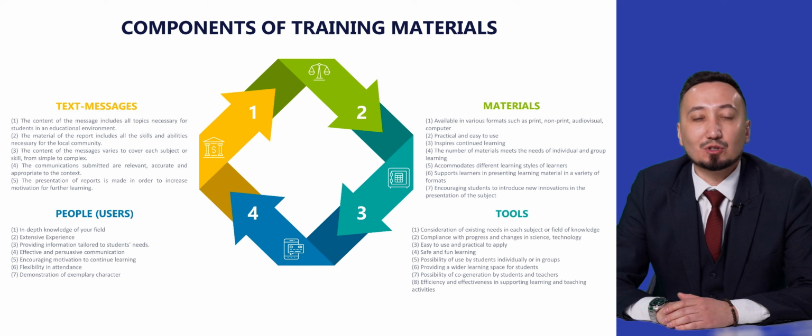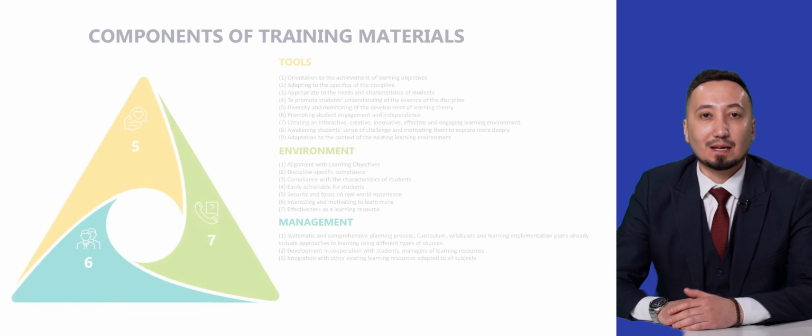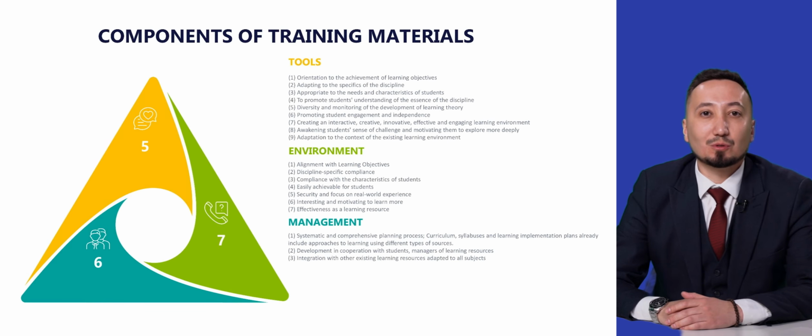This component should ensure the provision of information that meets the needs of students, effective and persuasive communication, encouraging motivation to continue learning, flexibility in attendance, and demonstration of exemplary character. The next component is that the tools should be focused on achieving learning goals. They adapt to the characteristics of the discipline, correspond to the needs and characteristics of students, contributing to the understanding of the essence of the discipline by students.